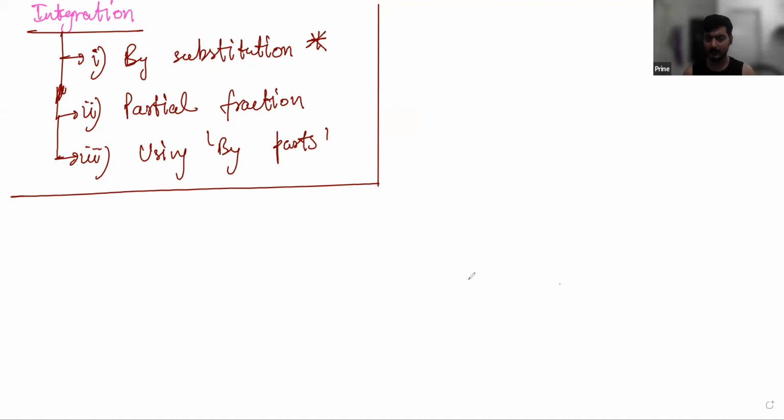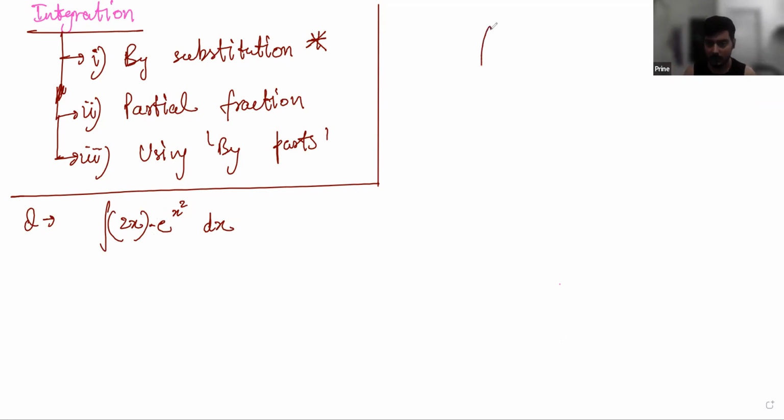So let's start with one example only. Suppose we have to integrate this function. So this is written 2x into e to the power x square, right? 2x into e to the power x square. Now we don't know the integration of 2x. Sorry, we know the integration of 2x, but we don't know the integration of e to the power x square.